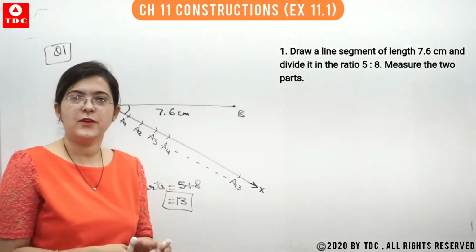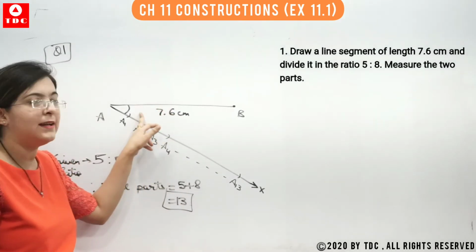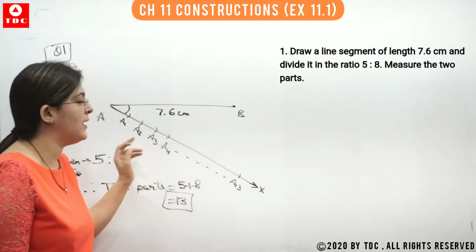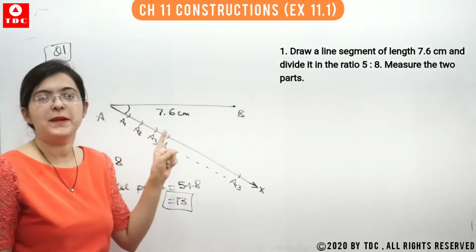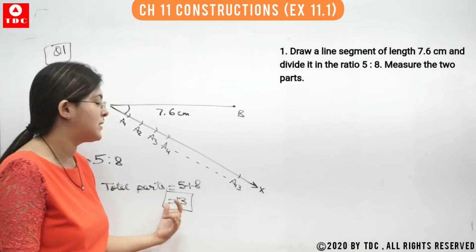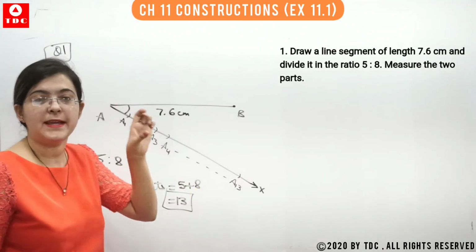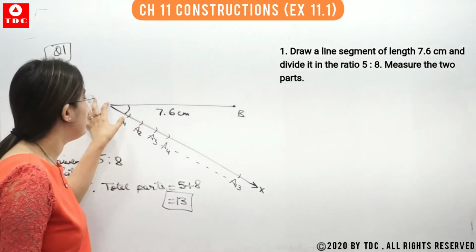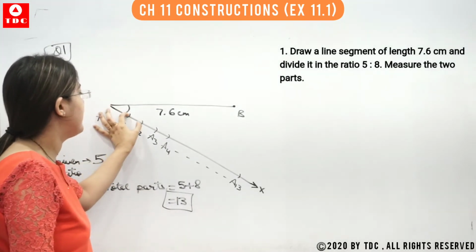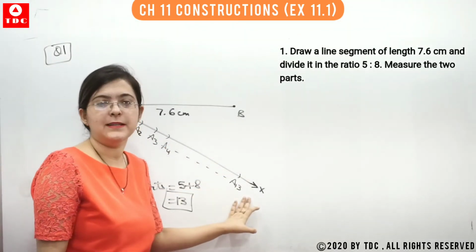So what is your next step? After drawing ray AX, BAX is an acute angle. Any angle you can take, randomly, but it should be an acute angle, less than 90 degrees. Now you have to find out the total parts, that is 13. Then take the rounder with any radius, keep the pointed nib here and make one arc A1. Then keep it at A1, mark A2. Like this you have to make 13 parts.